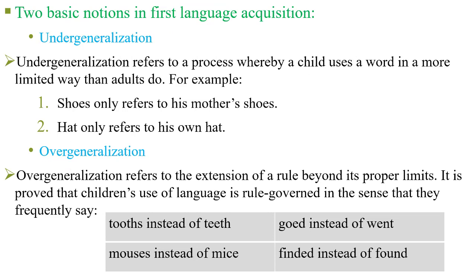However, we still have one more thing to add. When it comes to first language acquisition, we have two basic notions that are very important. These two notions are undergeneralization and overgeneralization. Undergeneralization refers to a process whereby a child uses a word in a more limited way than adults do. So, for example, shoes only refers to his mother's shoes. If you touch a child's shoes at a very early age, they would say, "No, mama shoes."